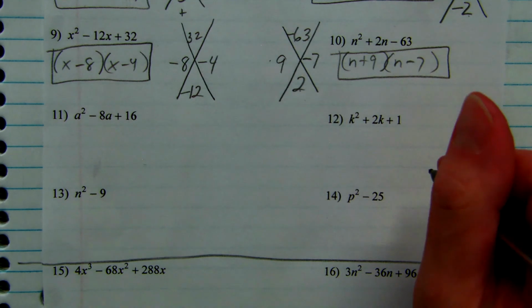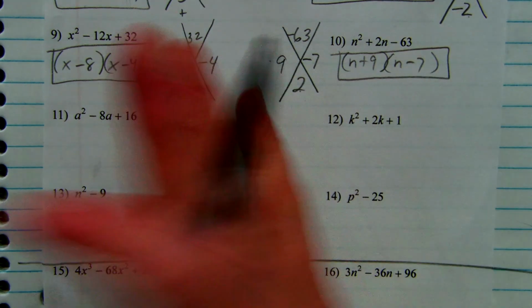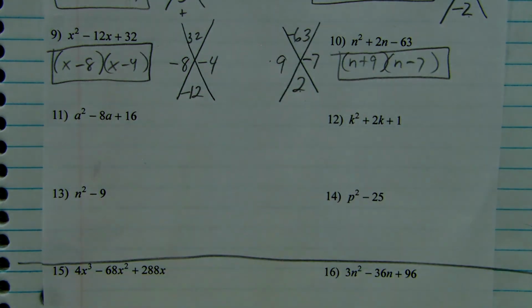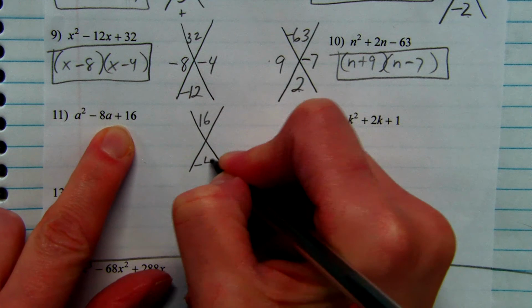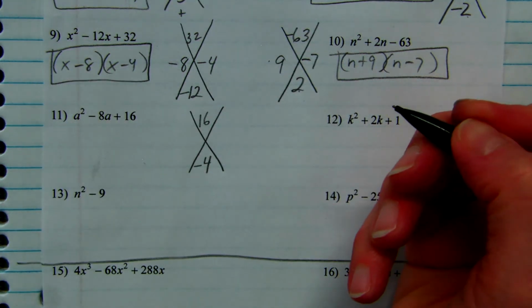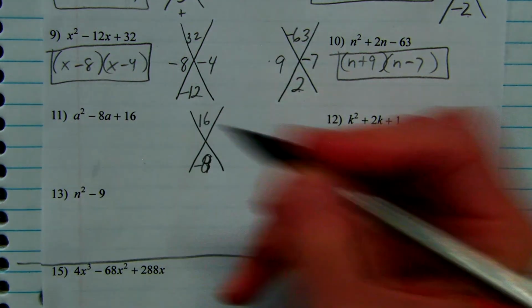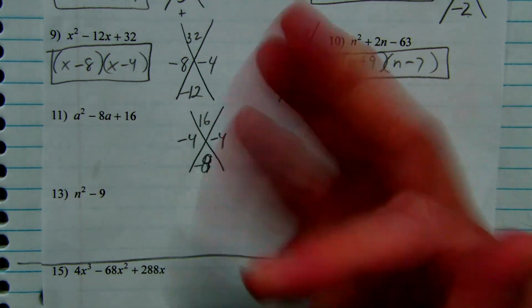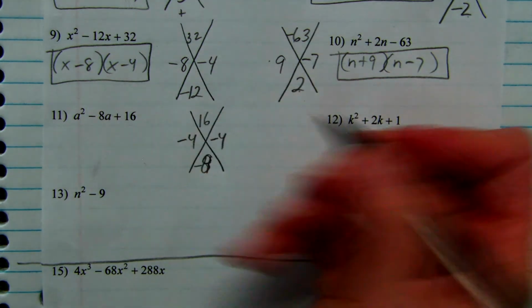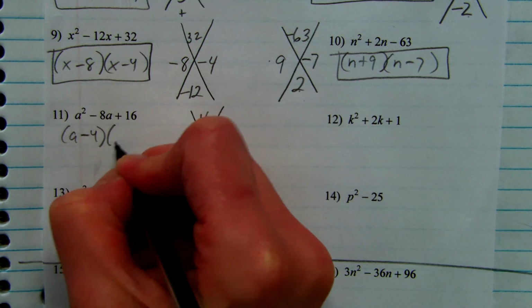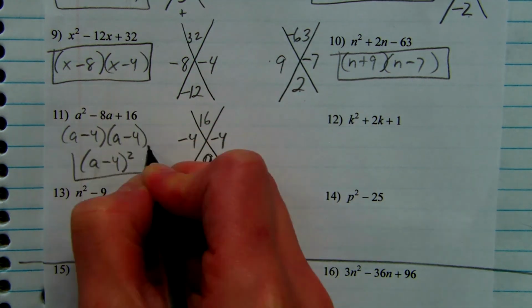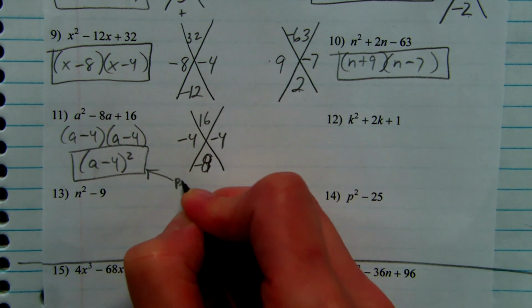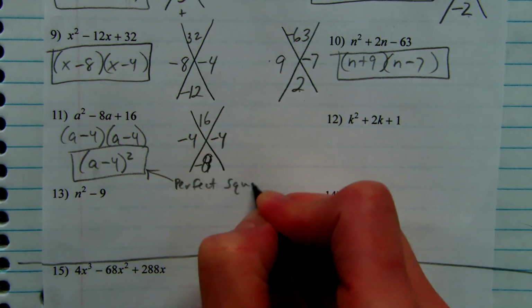We have a couple, well actually these are special and these are special, but I'm going to use the same method for all of them because you're going to have a lot of things to remember. So on number 11, we're multiplying to get 16 and adding to get negative 8, which I just gave away the answer, negative 4, because my brain... Anyway, what's special about this is you get a minus 4 and a minus 4, which means it's a minus 4 squared. They call this a perfect square trinomial.